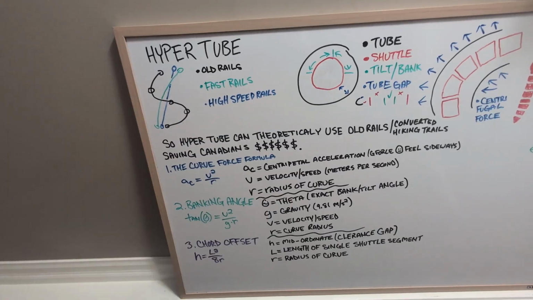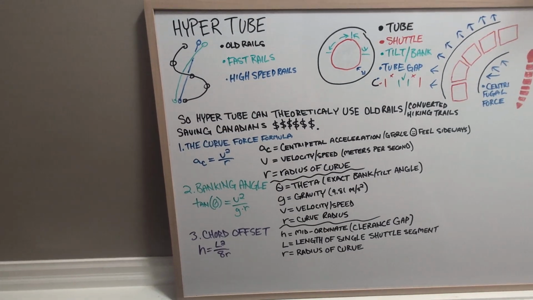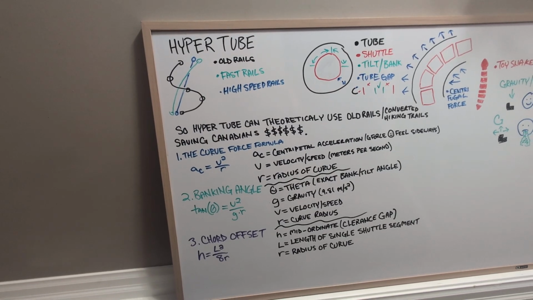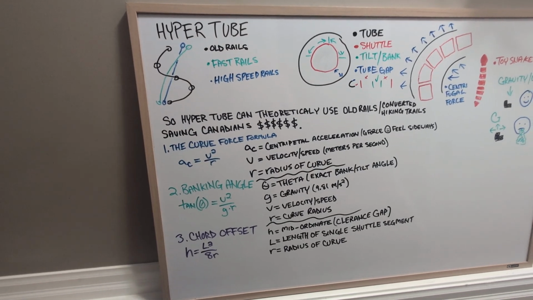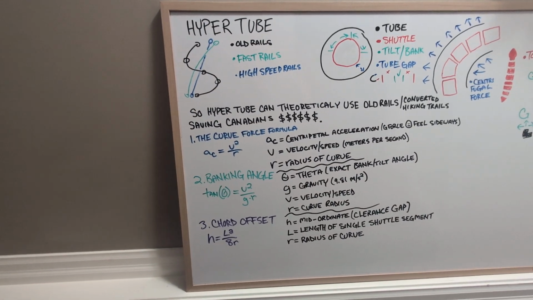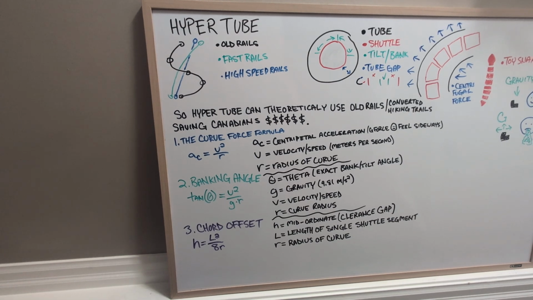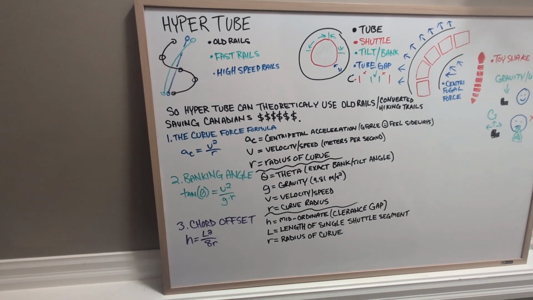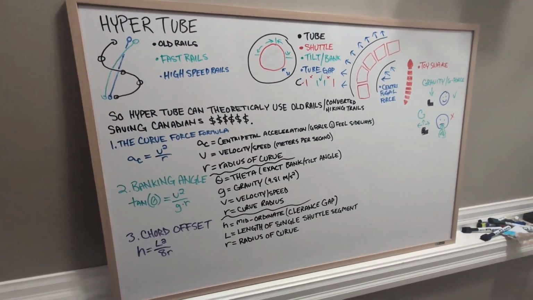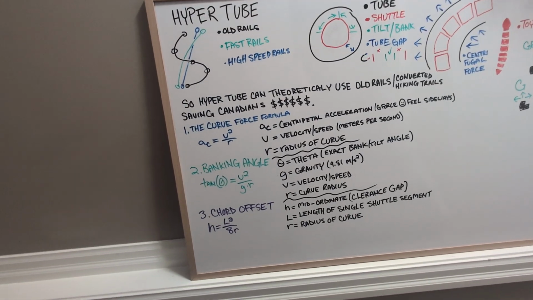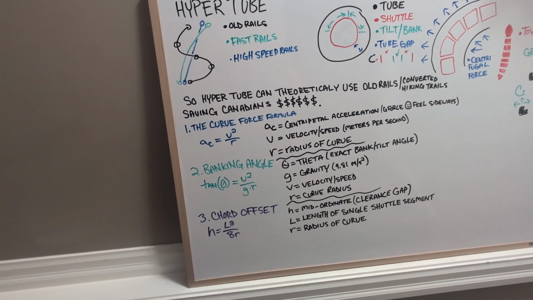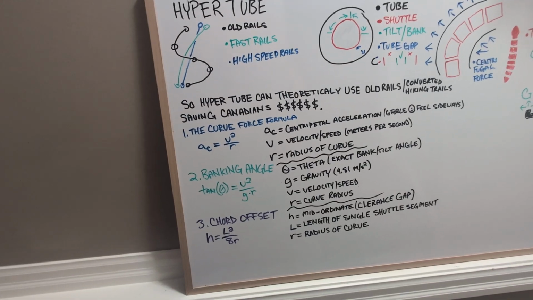So theoretically, the tube can use old rails, or the ones we converted into hiking trails, as a way to save money without technically having to buy people's land and stuff like that. But if anyone's willing to buy the system and make a little bit of extra cash on the side, feel free. No issues there. So yeah, we go into the formulas, the curve force formula.